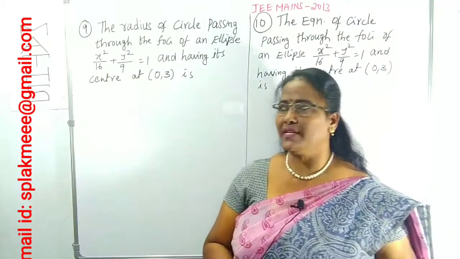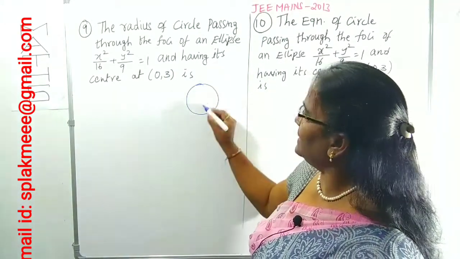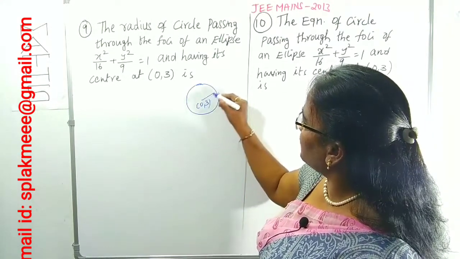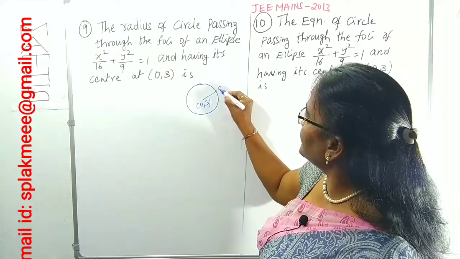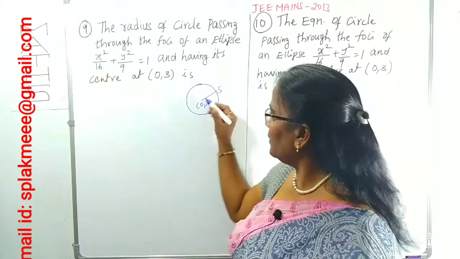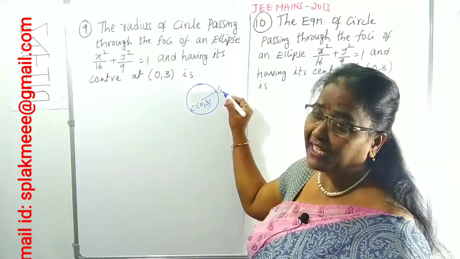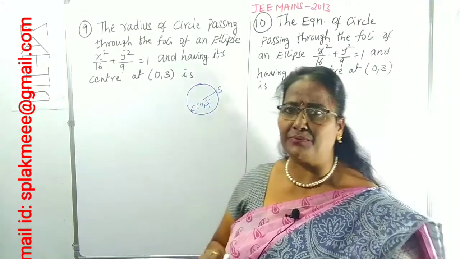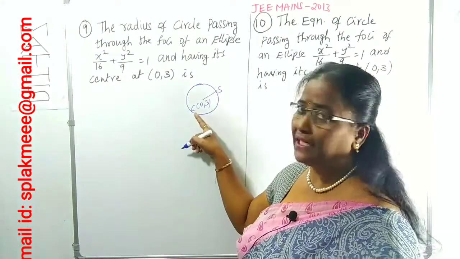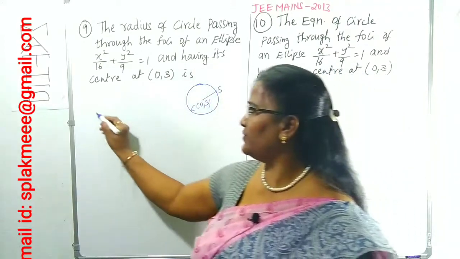Clear? So what is given? The circle has the center at 0, 3 and passes through some point S. S is what? The focus of this ellipse. C is the center of the circle, 0, 3, and S is the focus of the ellipse. The distance between C and S is simply the radius of the circle. To find the radius of the circle, you already know C is 0, 3, we have to find the focus of the ellipse. Now what is the focus of this ellipse?